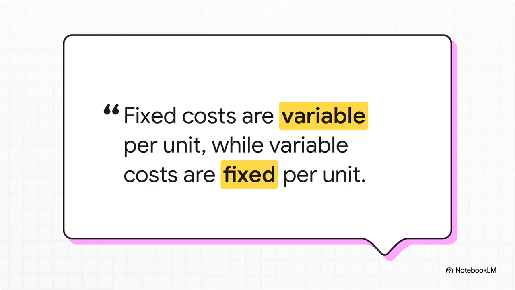It's that simple. Okay, now, I want you to really let this next idea sink in. It sounds like a brain teaser at first, but it's one of the most important concepts in business. Here it is. Fixed costs are variable per unit, while variable costs are fixed per unit. What on earth does that mean? Well, think about it. The cost of wood, a variable cost, is maybe $50 per table. It's fixed on a per unit basis. But your rent, a fixed cost, is different for every single table you make.